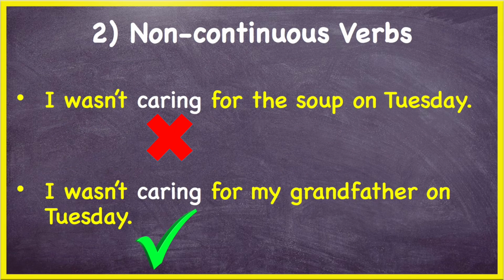All right, then we have non-continuous verbs. So there are some verbs which we cannot use with any continuous tense. All right, for example, it's incorrect to say, I was being a student, or he wasn't liking the coffee. In these cases, you should generally use the past simple instead.